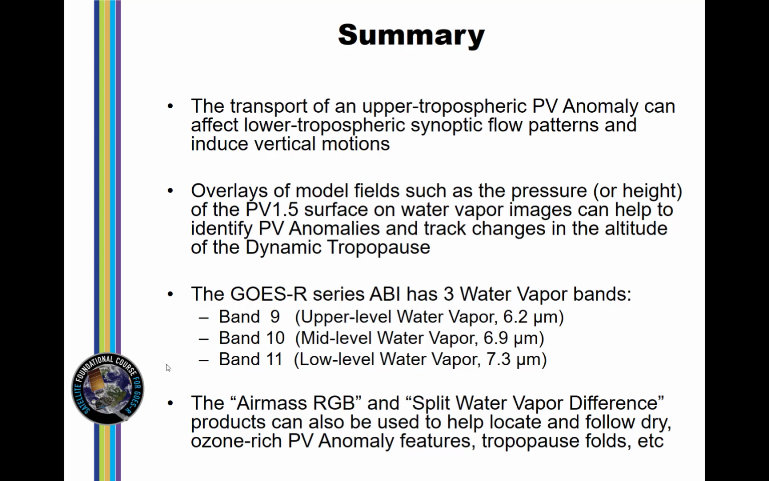Here's a summary of key points discussed in this training. GOES-R satellite imagery, specifically air mass imagery, the split water vapor difference, and the individual water vapor channels can all help diagnose where potential vorticity intrusions in the troposphere are occurring. These are regions where strong cyclogenesis might occur.